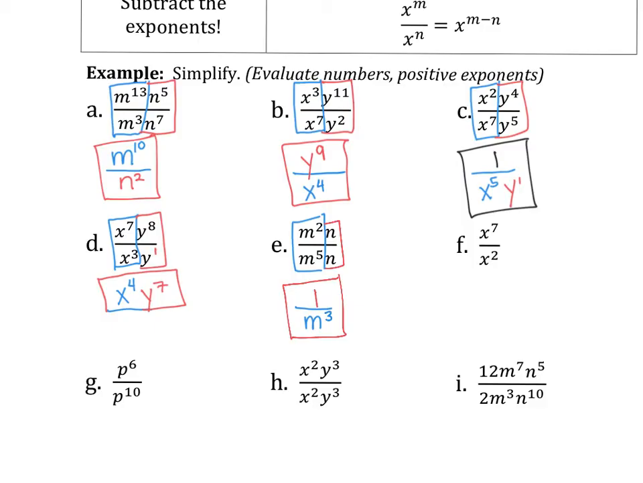Okay, f, I actually have fewer letters now. There's more at the top. I have x to the 7th at the top. If I cancel out 2, 7 minus 2, I'm left with 5. There's nothing at the bottom, so I don't need a denominator. If you would like to put it over 1, you can. That's fine with me.